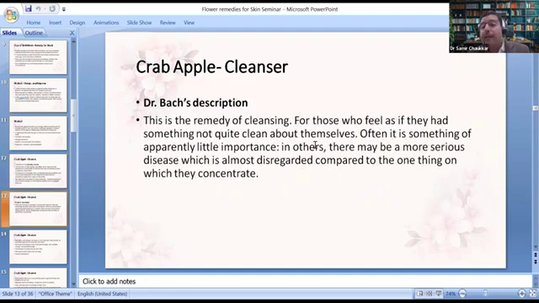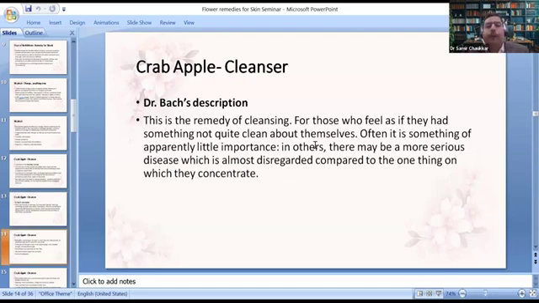This is a remedy for cleansing. This is what Dr. Bach says: for those who feel as if they have something not quite clean about themselves, often it is something apparently little important. In others, there may be a more serious disease which is mostly disregarded compared to one small thing on which they'll concentrate. So this person will come to you and you will see that they have many problems, but they will concentrate on the smallest problem. And you will say, arey, you got this problem, you got arthritis, you got indigestion, but you are just concentrating on this small pimple on your face. Think of crab apple. Very, very important.